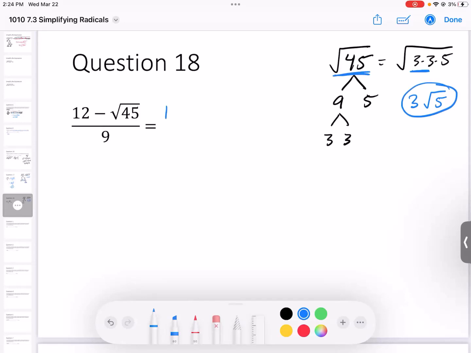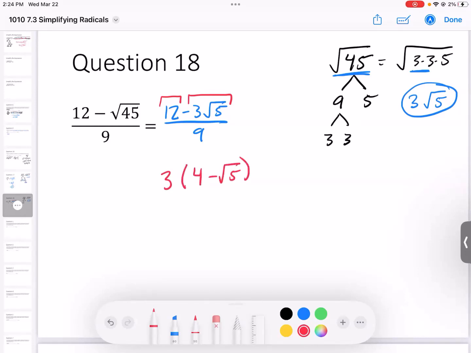So I can rewrite that and I'll have 12 minus 3 square root of 5 all over 9. Now it's possible I might be able to reduce this fraction if they have a factor in common. But you have to have the top in factored form before you can cancel out any common factors. Because what we have right now is 2 terms, and those 2 terms are being subtracted. So we want to look at those 2 terms and say, well, what do they have in common? Yep, they both have a 3 in common. So I can write this as 3 times 4 minus the square root of 5.